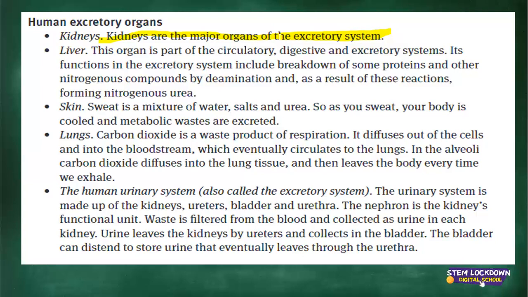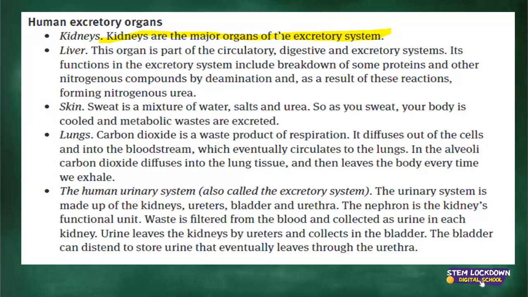You remember that. This one we learned in detail. So if you've forgotten it, go back to last week's work to remind yourself. And then the human urinary system, also called the excretory system. This here is made up of all of these we've learned. When you speak of the human urinary system, we are bearing in mind that it's the kidneys, ureters, bladder, and urethra.